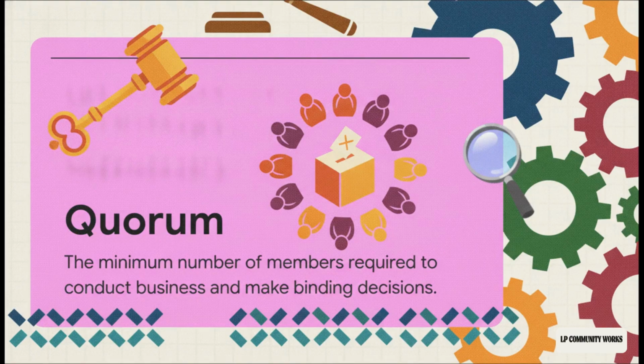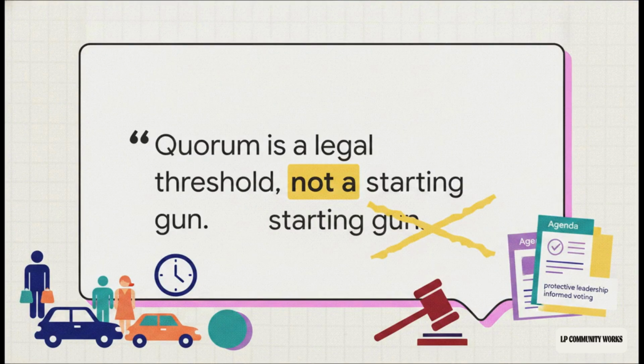That brings us to quorum, which is the absolute minimum number of members required to conduct business. You have to confirm this legal threshold is met before taking any action whatsoever. If you don't, no binding decisions can be made. Hitting quorum right at the top fundamentally protects the validity of every single vote that follows. Which brings us to a brilliantly simple idea from our source material. Quorum is a legal threshold, not a starting gun.